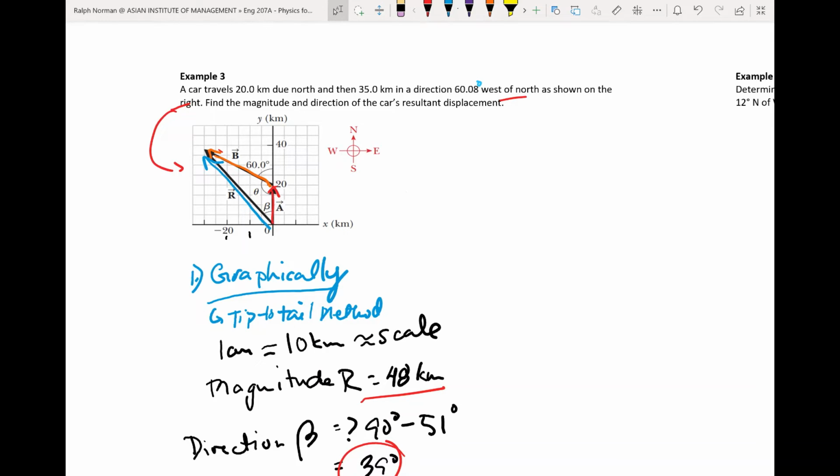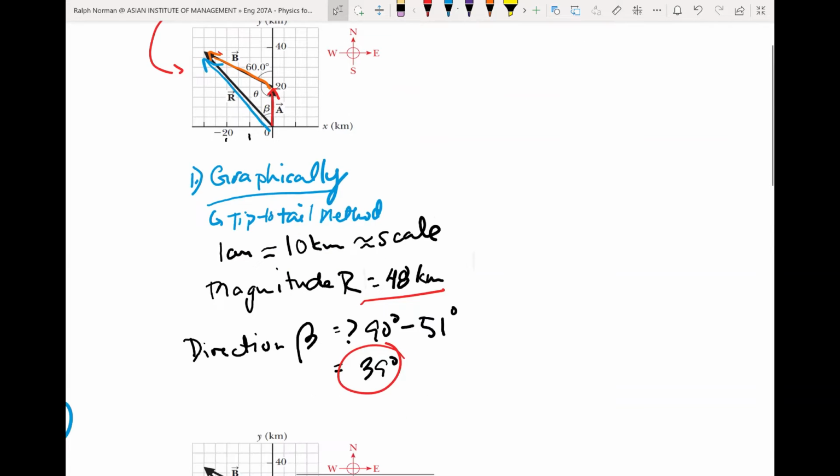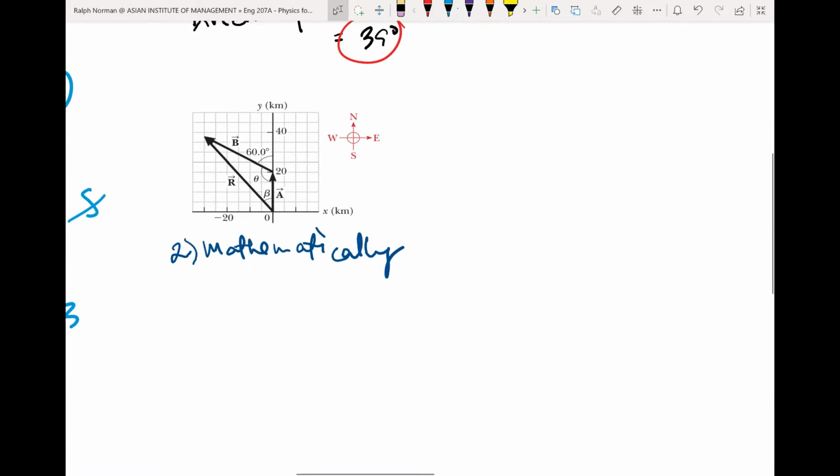You can join me if you want. So let's solve it mathematically, okay? So let's establish again the given.